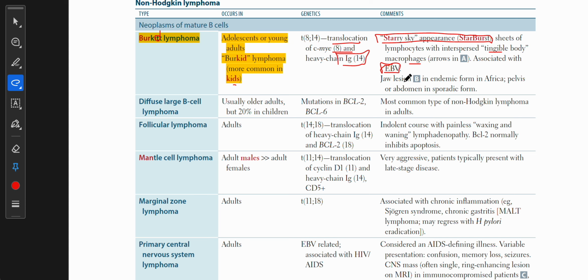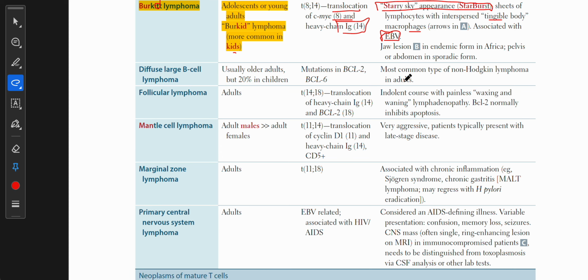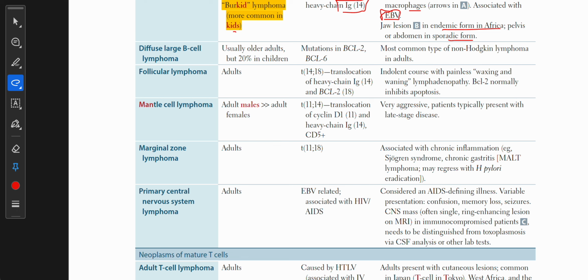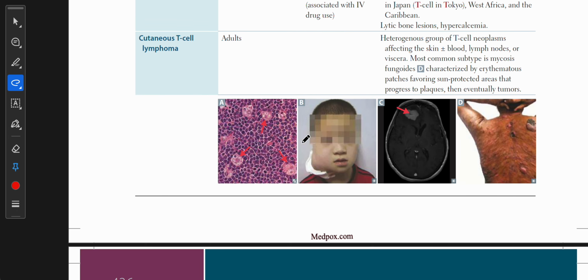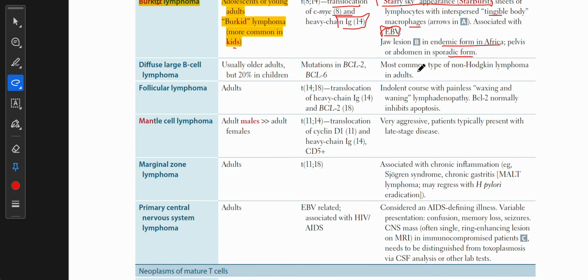We have talked about it in general principles. You can take a look in the neoplasia section. So the jaw lesion is usually seen in Africa, and pelvis or abdomen in the sporadic form. There must be a figure right here, right? So yes, here you can see Burkitt lymphoma. See, starry sky appearance is there, right? And also tingible body macrophages are present. This is the starry sky appearance. And here is the jaw lesion you can see in Burkitt lymphoma. The epidemiology is of Africa.